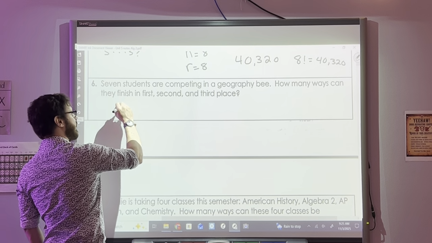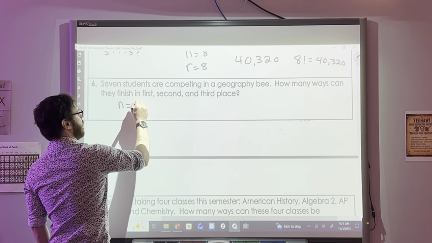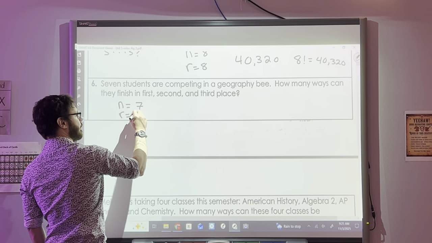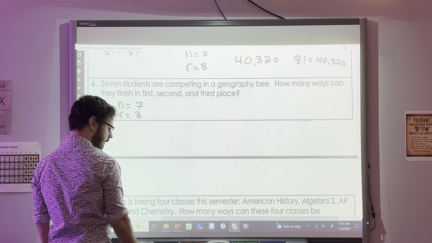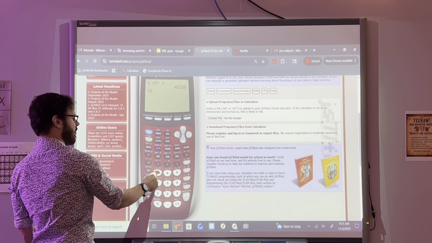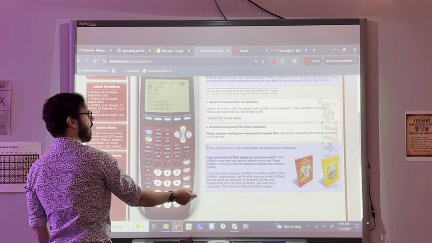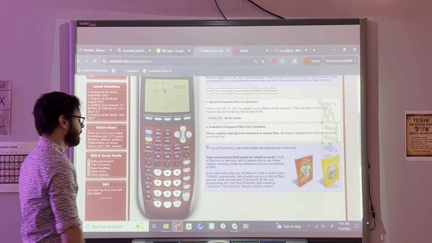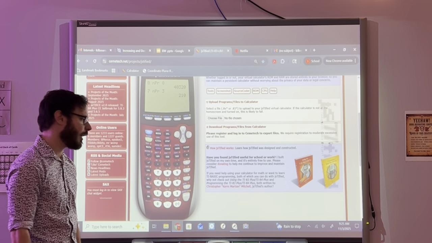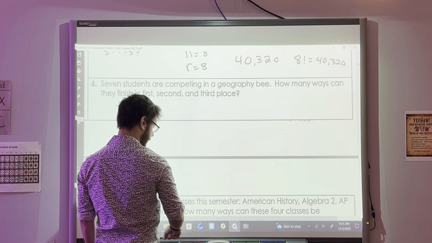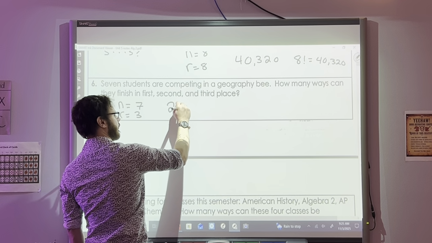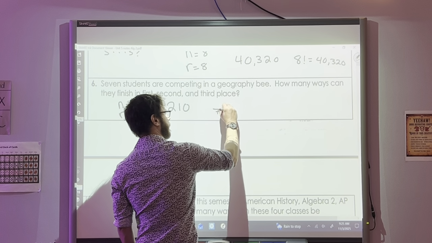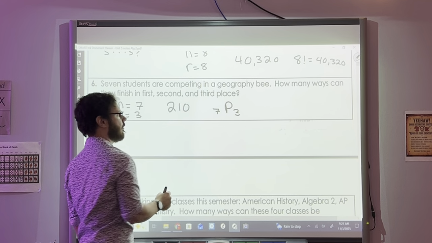So the amount of total kids here, n, is 7. The amount of kids we are going to choose, 3. Okay, so 7 was my n. Go over to probability, nPr, and I only want 3 of them. Only 3 can place. 210. We can have 210 different winners. And you can write it out like this, 7P3, if you want to write it out like that.